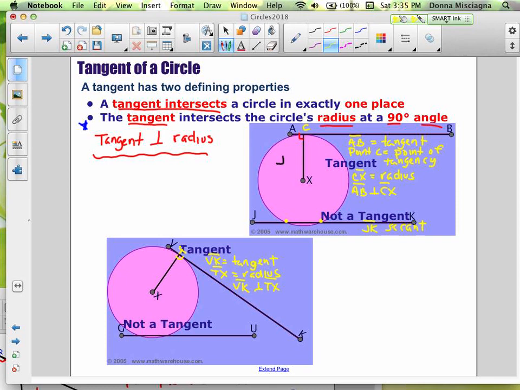Here we have not a tangent. GU here is a secant because it intersects the circle twice. It intersects the circle kind of close together, right? But it still intersects the circle twice.